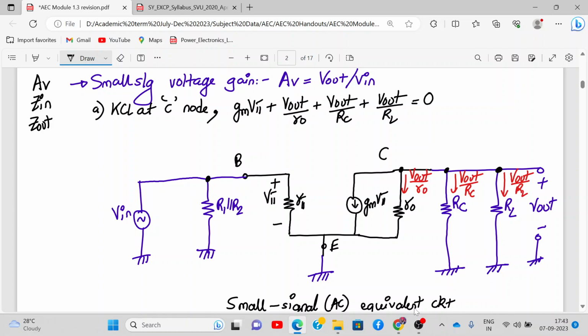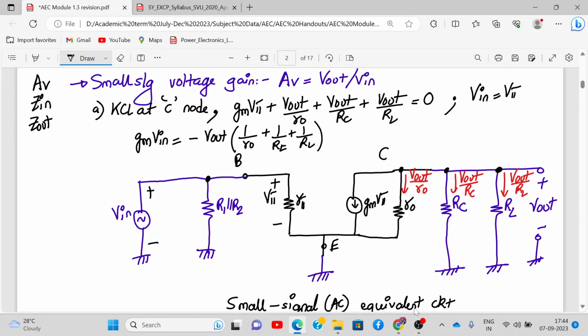Now tell me, what is V pi? What is the relation between V pi and V in? Are they the same? Yes, sir. Actually V in and V pi are in parallel, so they are the same. So instead of Gm V pi, we'll write Gm V in. So I'll write Gm V in is equal to, taking everything on that side, minus V out into 1 upon RO plus 1 upon RC plus 1 upon RL. And now from here it's easy to determine AV, right?